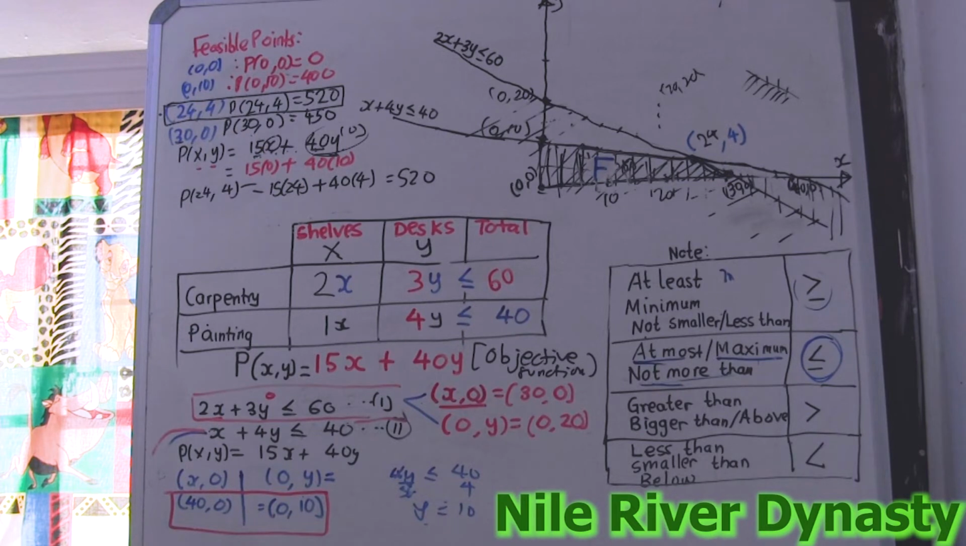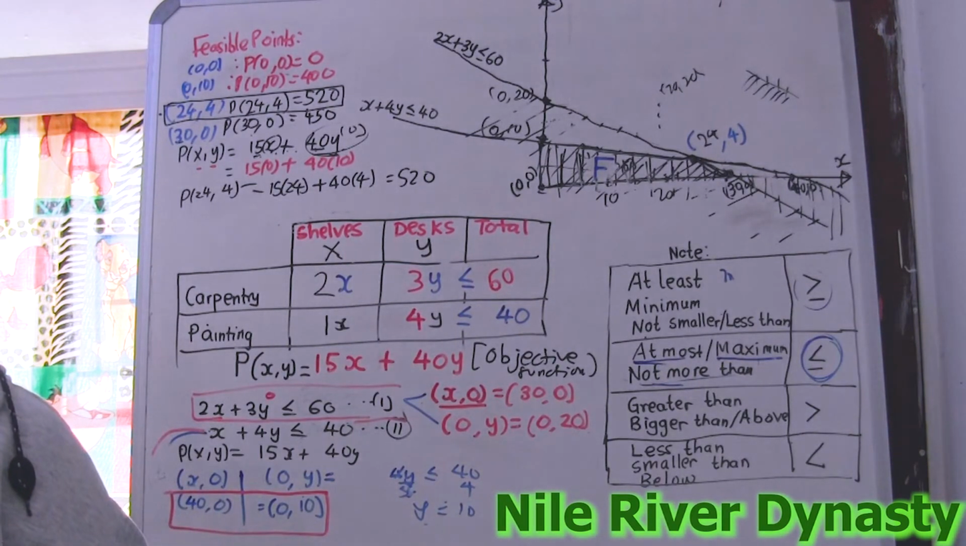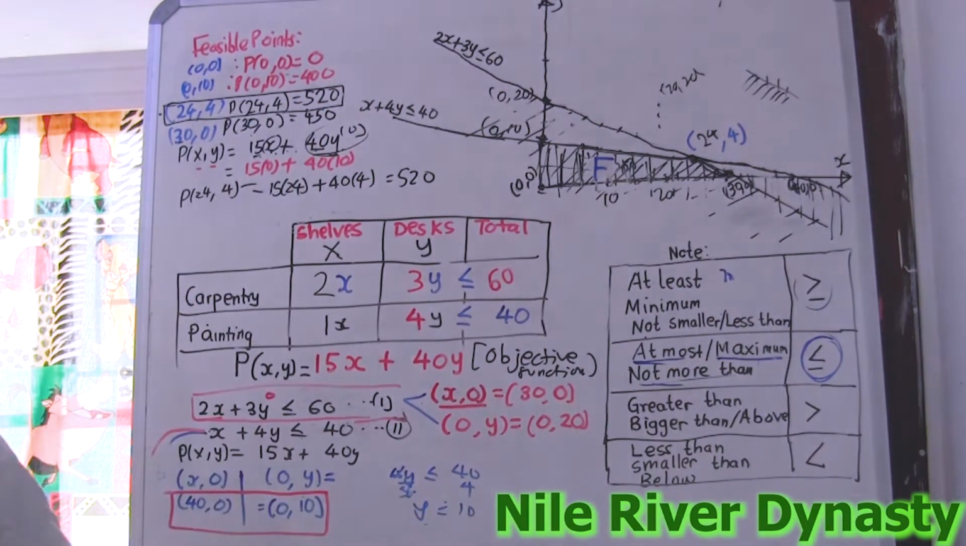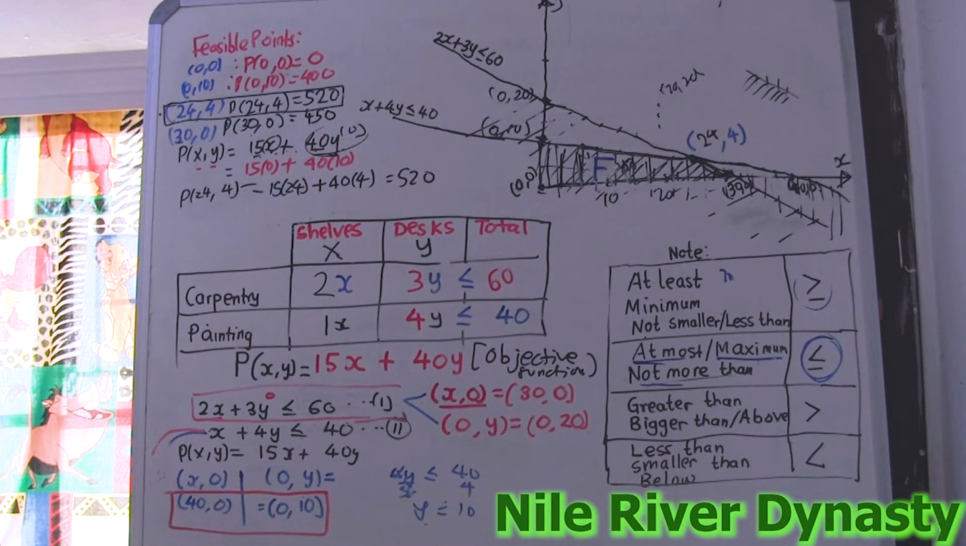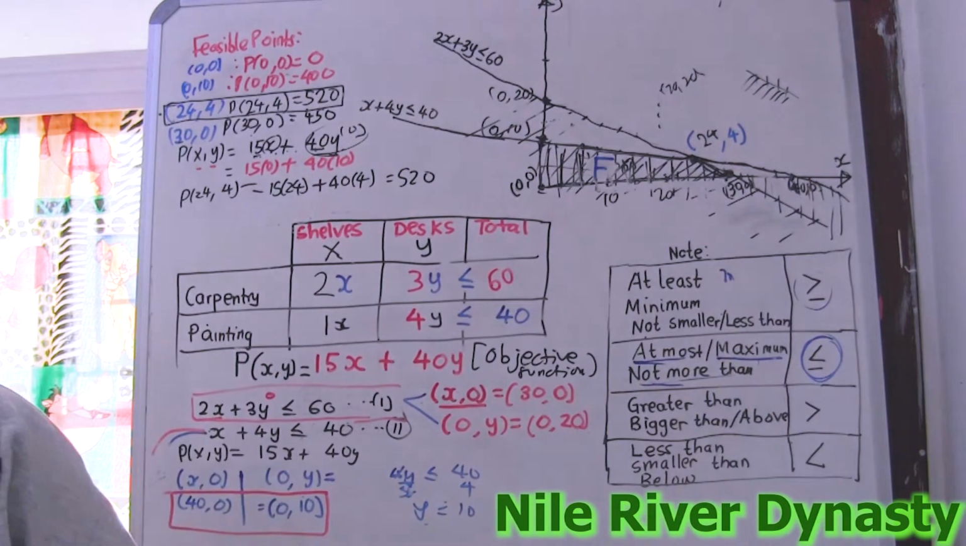So we say 15 bracket, what is the x? 24, bracket, and then plus 40 bracket. What is our y? Our y equal to 4. 520. Yeah, this is 520. 15 times x is 24, and y equal to 4, 520.